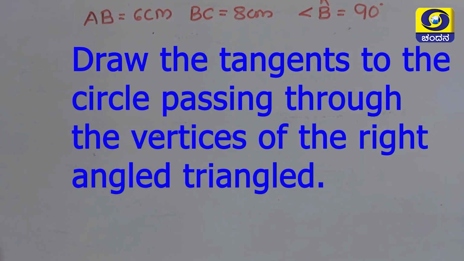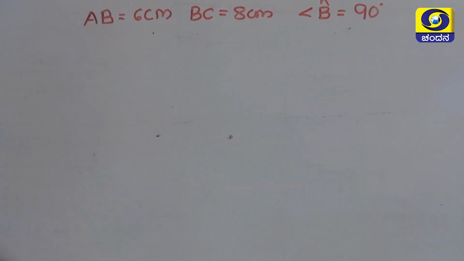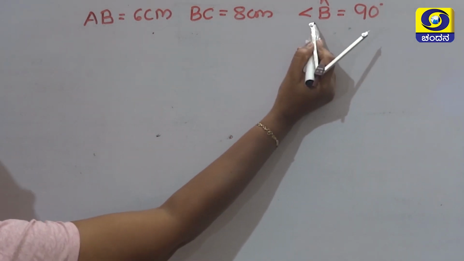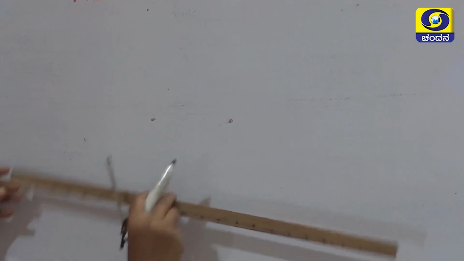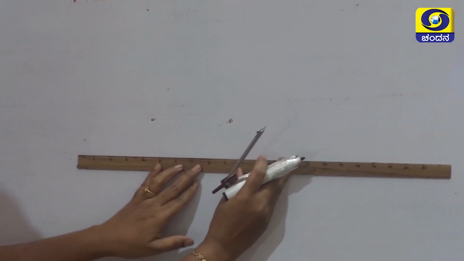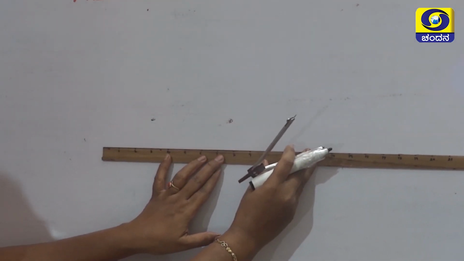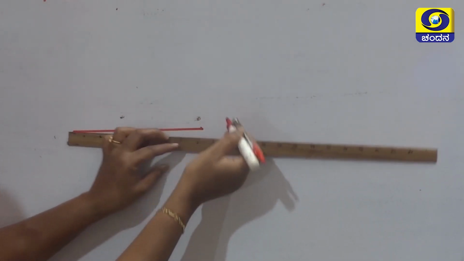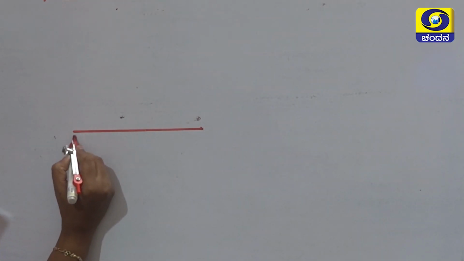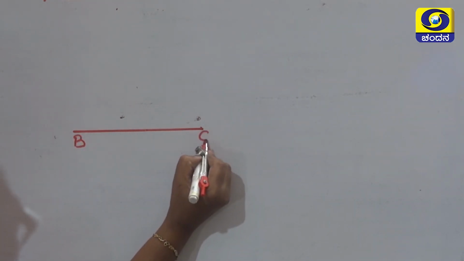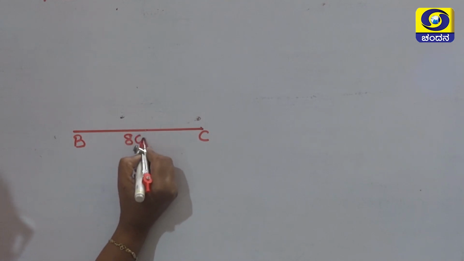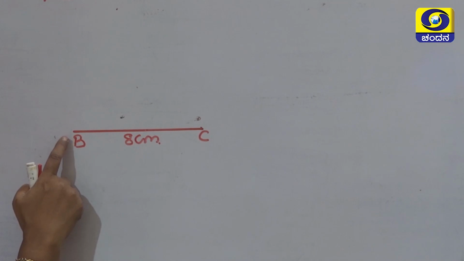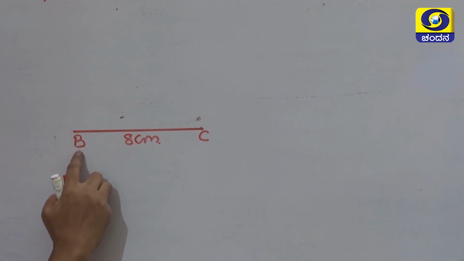Construction: first we have to construct a right angled triangle, and this right angled triangle should have the right angle at B. To do that, first let me draw a line segment of length 8 cm. Let us name this as BC, and it has the length 8 cm. Now we have to make a perpendicular at point B.